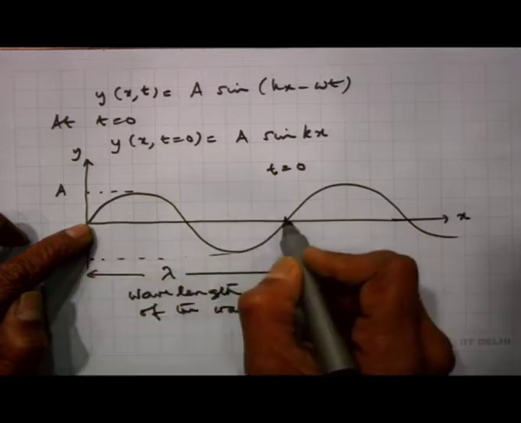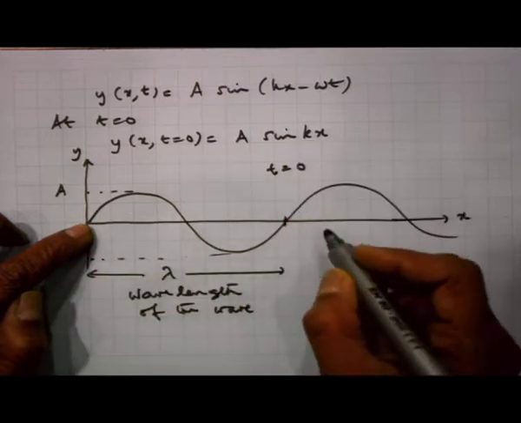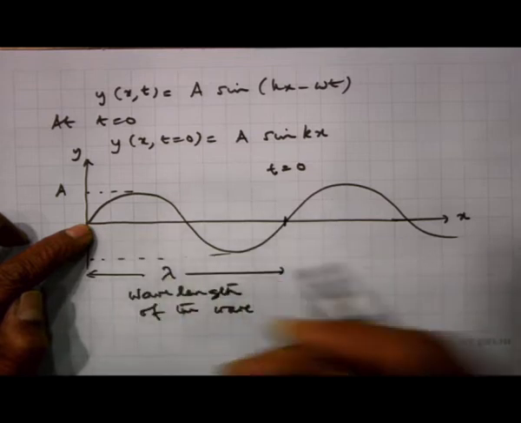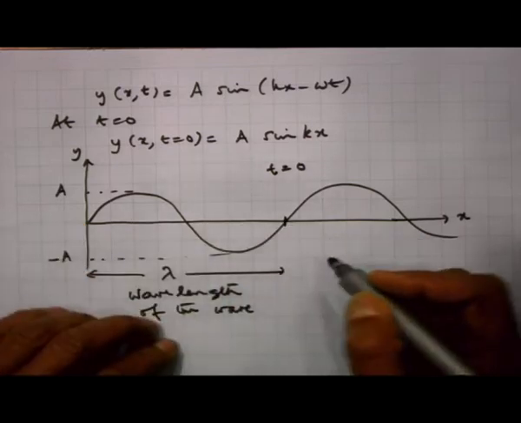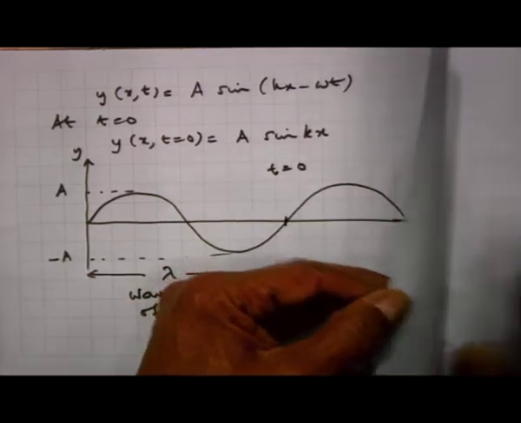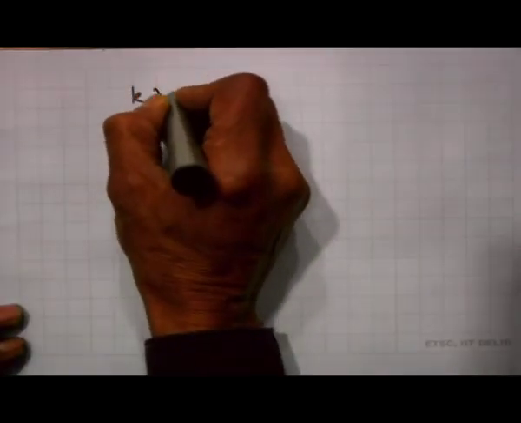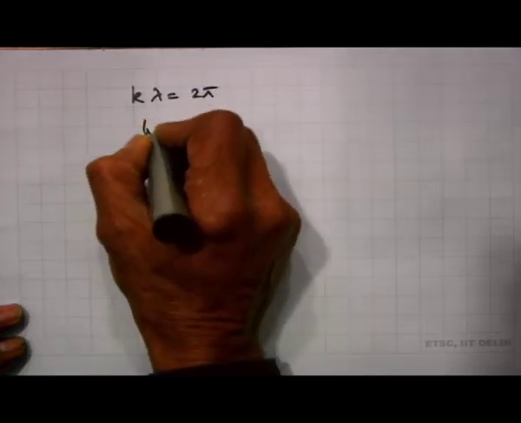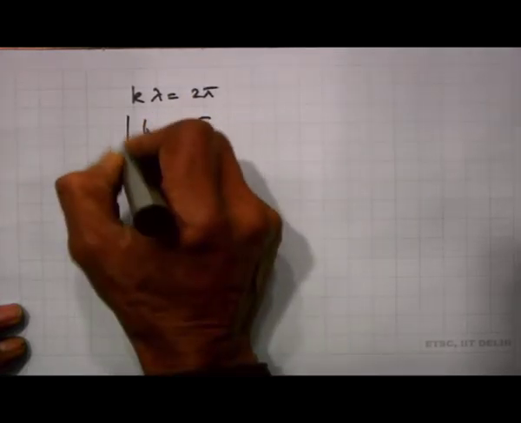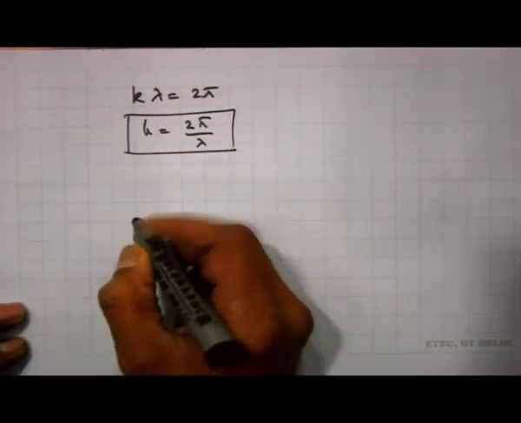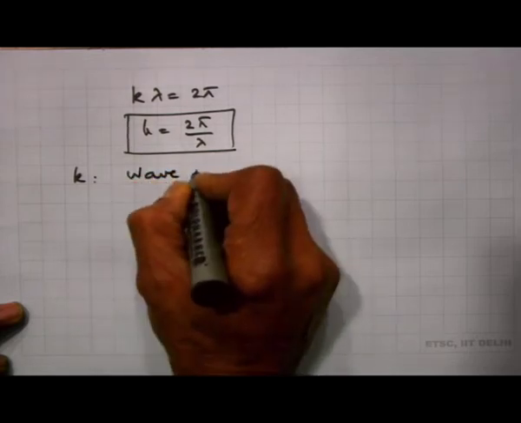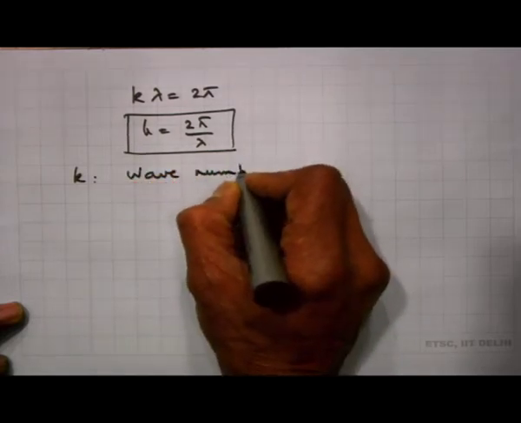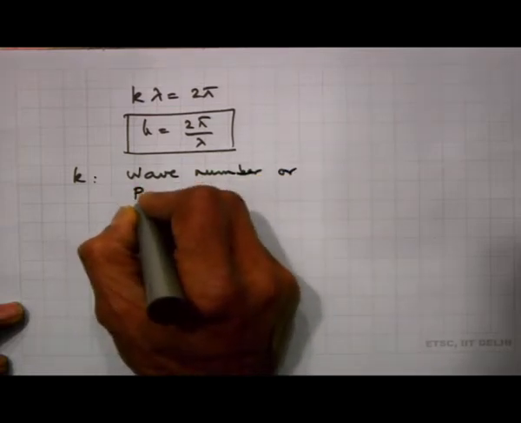So, in going from here to here, the phase kx must have varied by 2 pi, because the sine function repeats itself whenever the angle changes by 2 pi. So, this distance must be such that kx must be equal to 2 pi. So, if I call this distance lambda, I must have k lambda equal to 2 pi, or k equal to 2 pi by lambda. And this quantity k is called the wave number, or propagation constant.